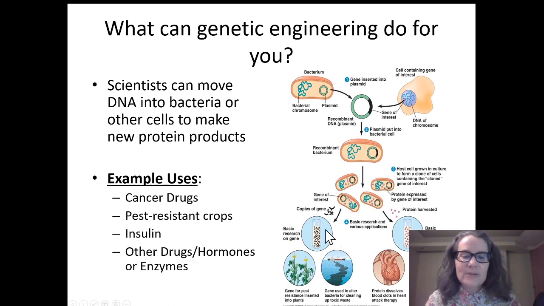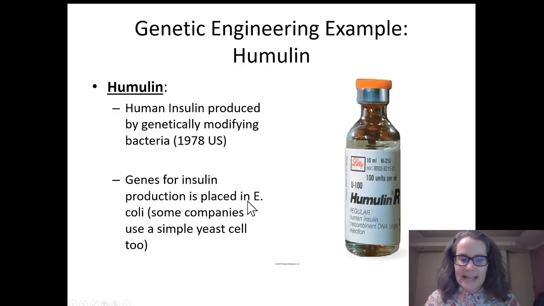Some other ways that we use this is in developing cancer drugs. A lot of our crops are going to use genetic manipulation and genetic engineering in order to create those seeds that have different resistances inside of them. Insulin was the first case of this, so I want to talk about that, but we also use this for various drugs and hormones beyond insulin.